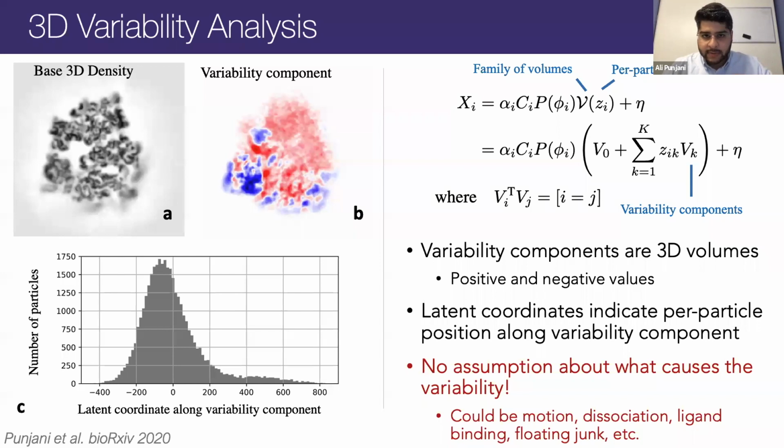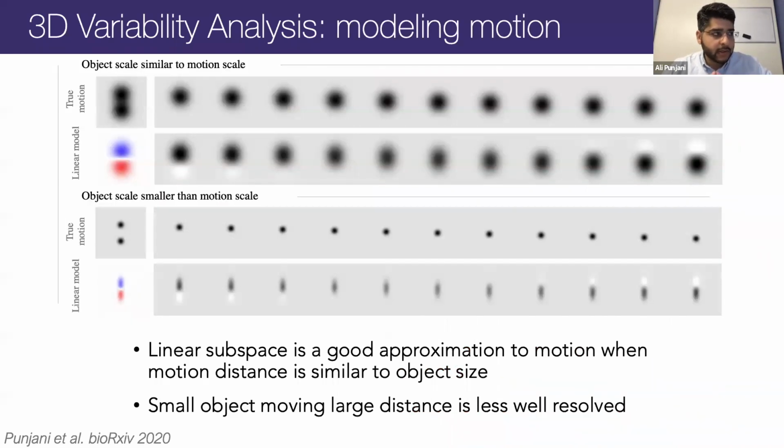Motion, however, is a special case since a lot of times what we're interested in is the dynamics, the flexible motion of a molecule. And so I'll just talk for a minute about how 3D variability analysis models motion. Motion is not exactly linear. So the linear subspace model isn't a perfect representation of moving objects. However, in certain cases, which are very common, the linear subspace model is a very good approximation to motion.